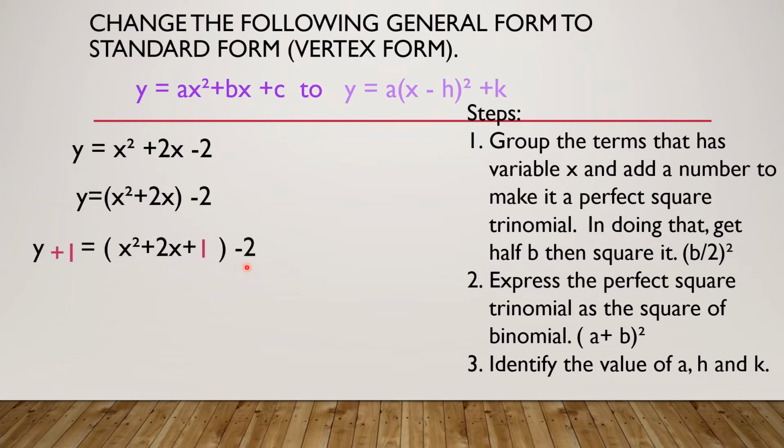Okay, then just copy minus 2 here. Then next you are going to express this perfect square trinomial as a square of a binomial. So x squared plus 2x plus 1: get the square root of x squared, that is x, and the square root of 1, that is 1. So you have now the quantity x plus 1 squared minus 2. And the 1 here, we need to move that to the other side, the right side. So we need to add negative 1, and we need to add negative 1 also here.